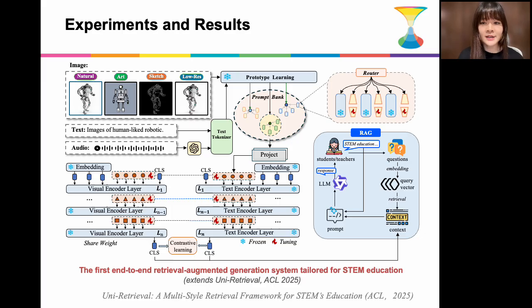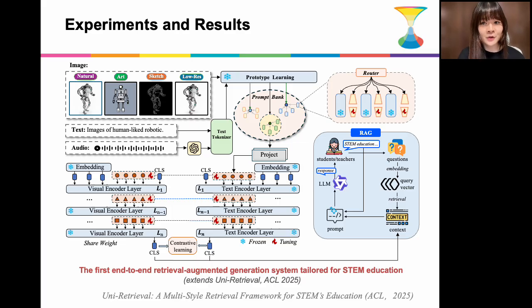And the second part is the RAG module. After retrieving the top K relevant educational materials, Uni-RAG sends the retrieved evidence, the system prompt, and the original query to an instruction-tuned language model, Qwen 3. The final output is not just a list of retrieved items. It is a human-readable educational response, such as an explanation, a feedback, or instructional content.